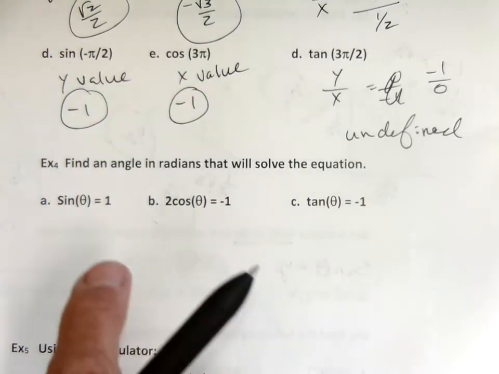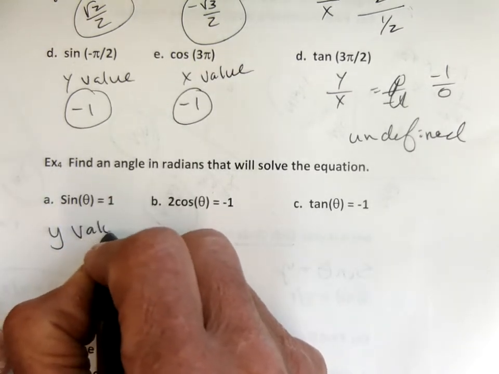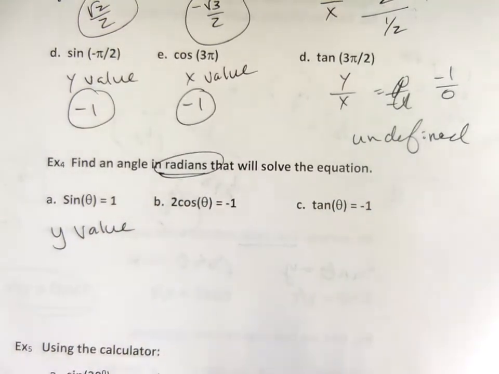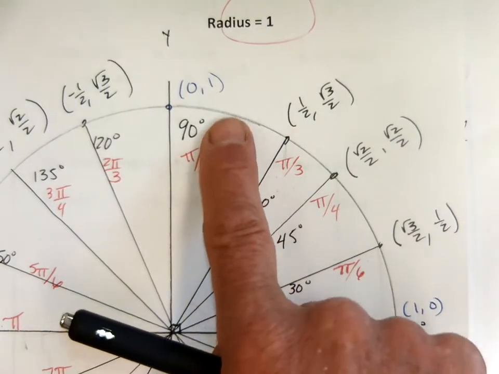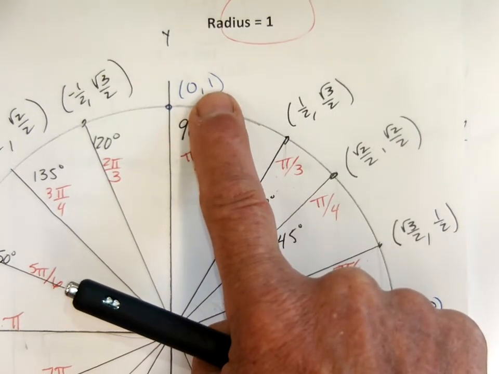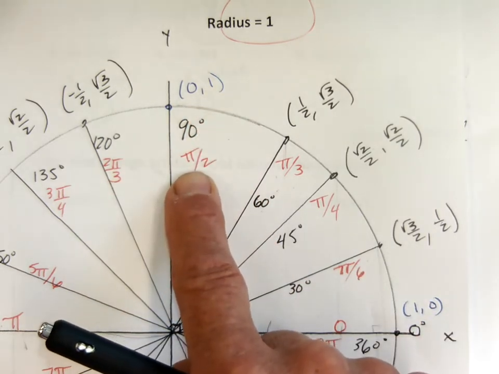Now, example 4. Sine is the y value, right? In radians, I need a pi answer. So where on my unit circle is the y value 1? Right here. My y value is 1 right here. What's my angle? Pi halves.